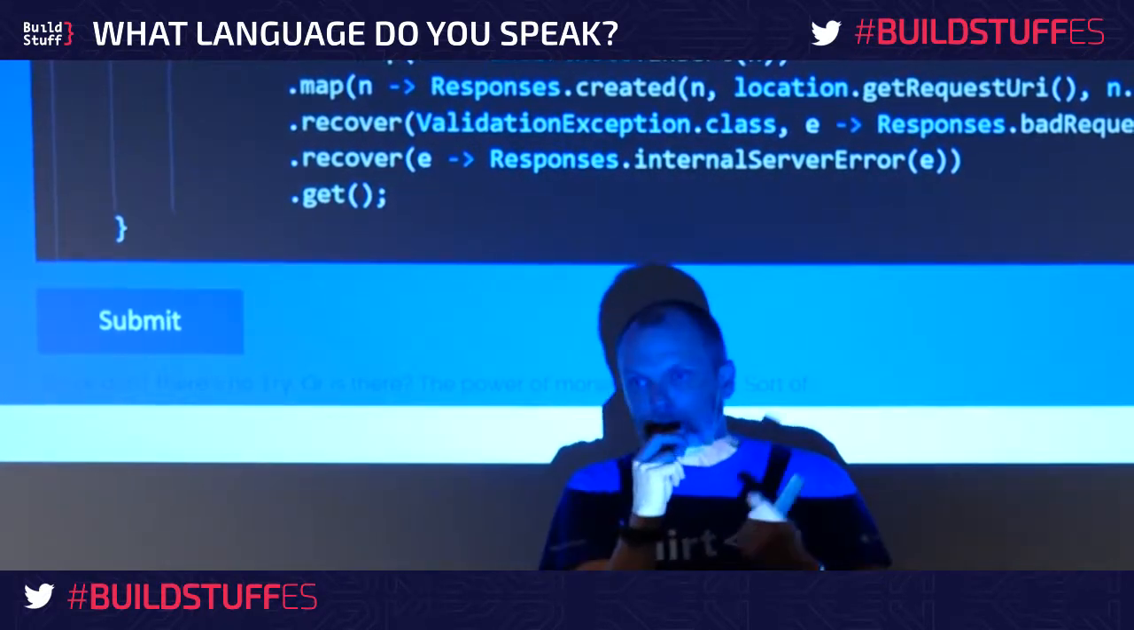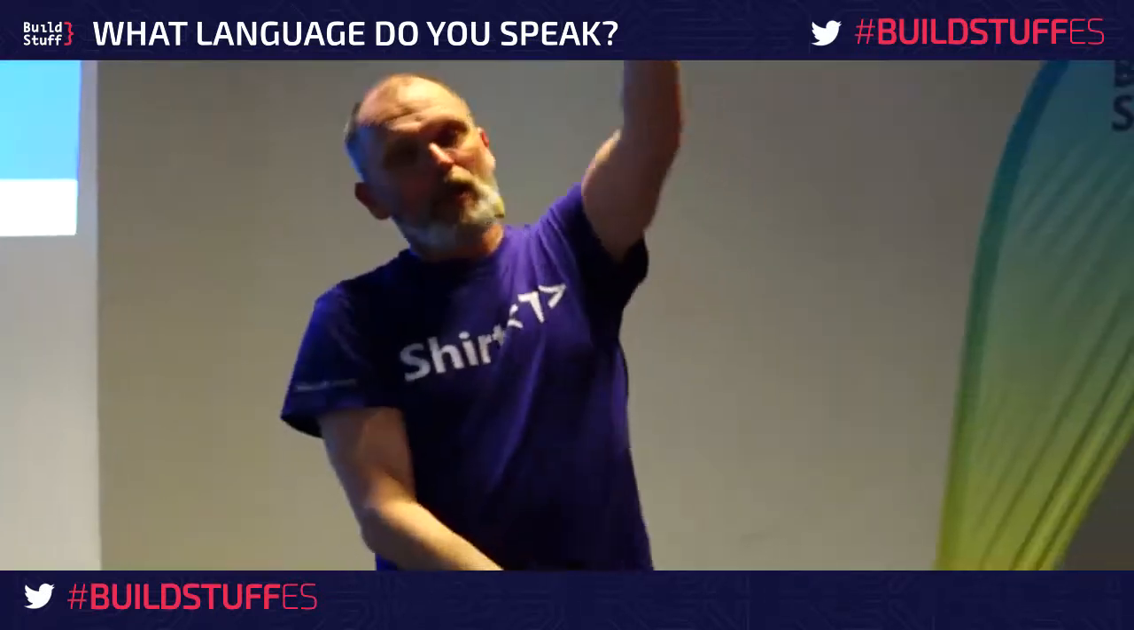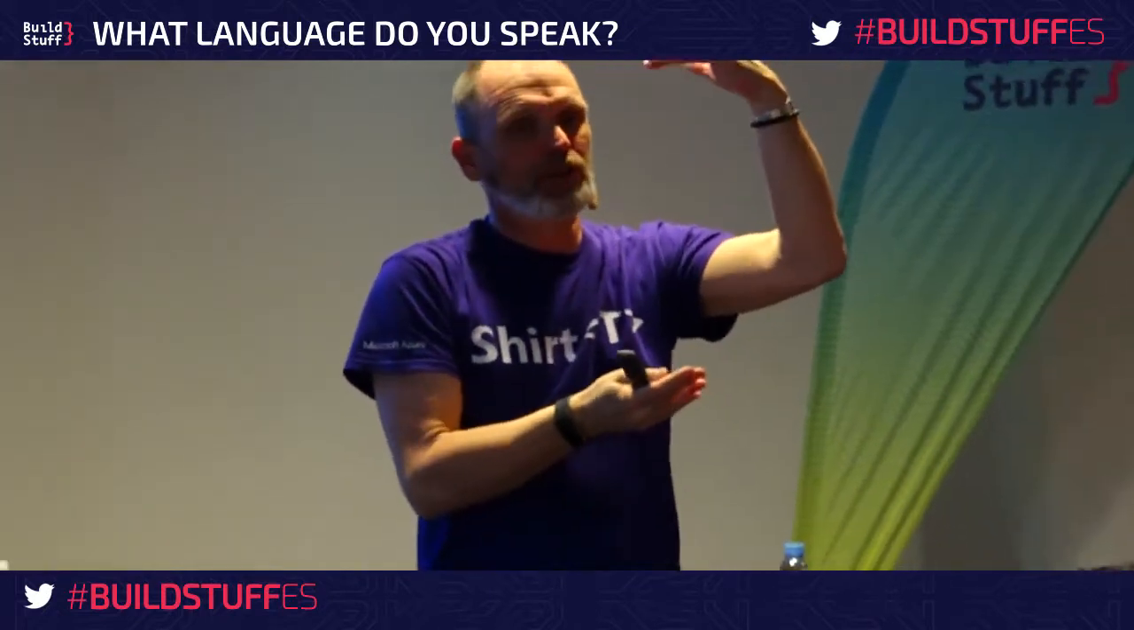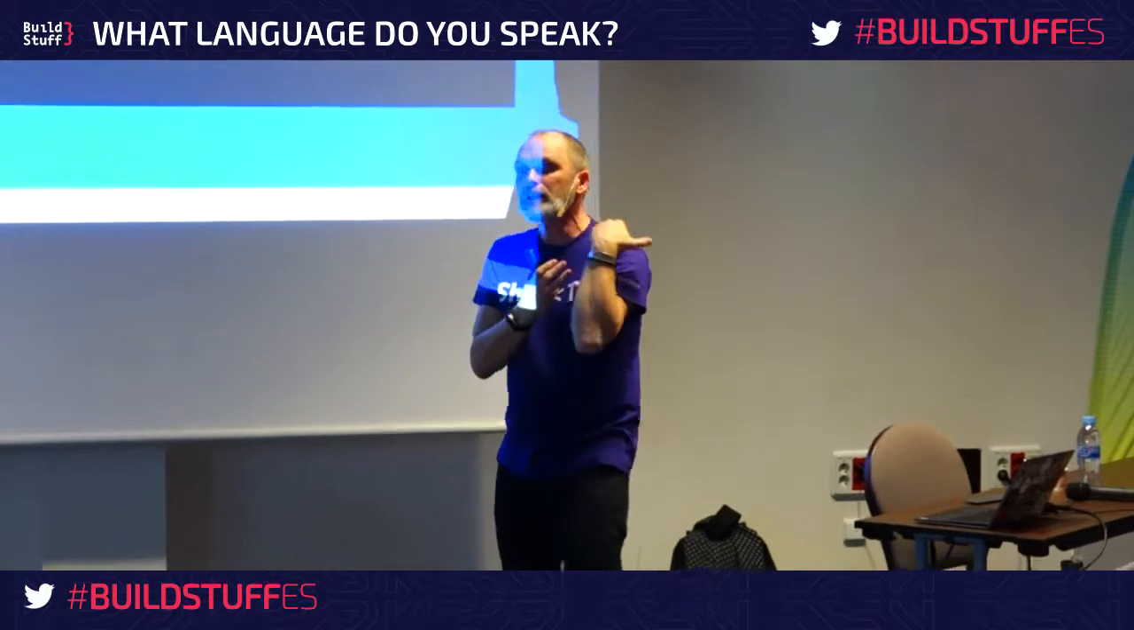Now, these 6 or 7 lines of code actually replace this block of code full of if-then-elses, try-catches, et cetera. It makes our code really, really robust. It also makes it really easy to test.